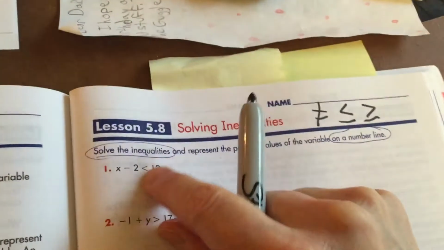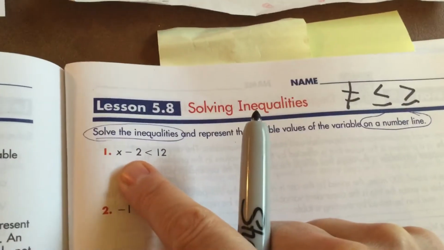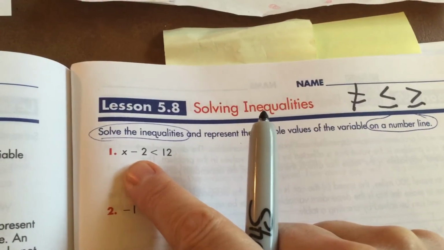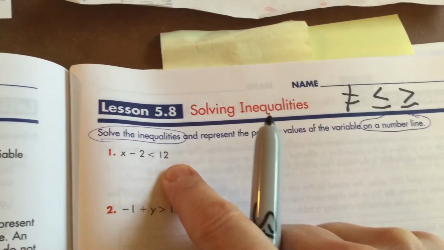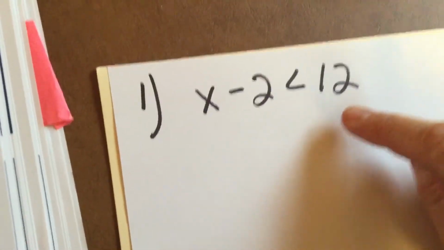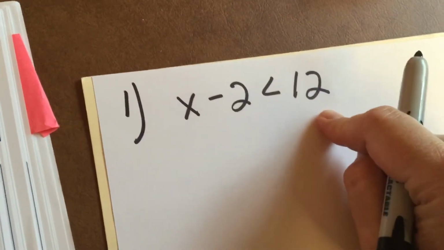So let's do number 1 together. This is page 93, and this is in your Seesaw activities for this week, starting on May 4th. So we have x minus 2 is less than 12. Okay, let's go over here. x minus 2 is less than 12.